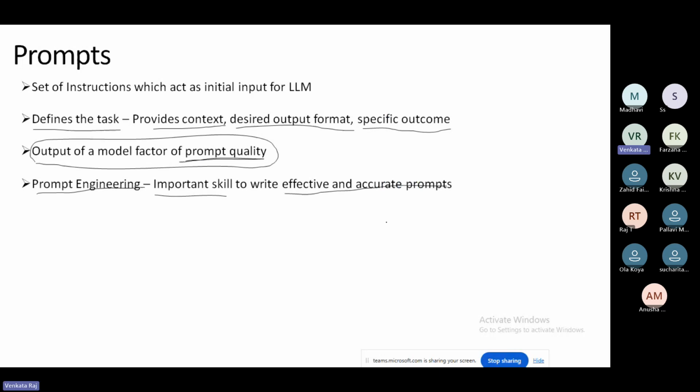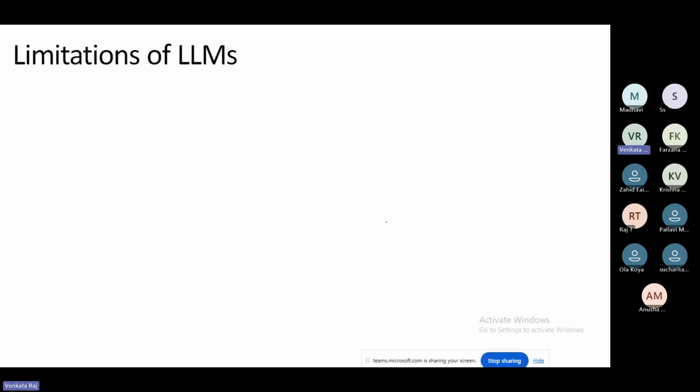So LLMs have some limitations, everyone. The LLMs might be developed with very good algorithms. They might be trained on so many data sets, but still the limitation is there. First, cognitive constraint, everyone.